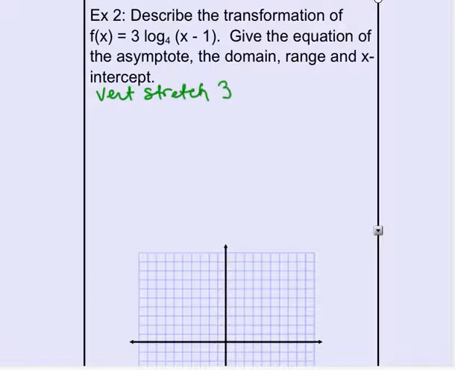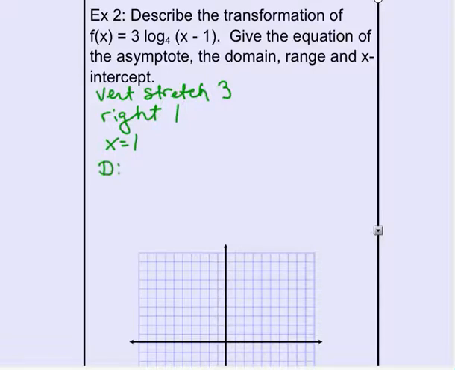And we grouped with the x minus 1, so that's in the argument, so that's not normal, so we actually shifted it right 1. All right, equation of the asymptote. I hope you picture that log function in your mind. It's got the y-axis as the asymptote, and it grows gradually off to the right. Since we shifted it right, the x equals 0 gets shifted right as well. So our new asymptote is x equals 1.